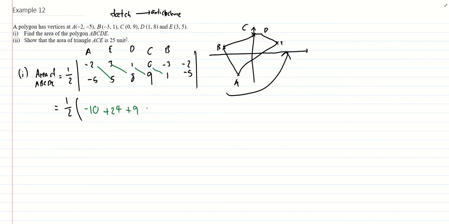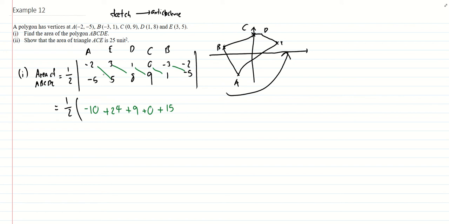0 times 1, I'll just put that 0 just to make my working neater. -3 times -5, I will get plus 15. Okay, so make sure that the diagonals are very obvious. Make sure that you write your shoelace thing properly.